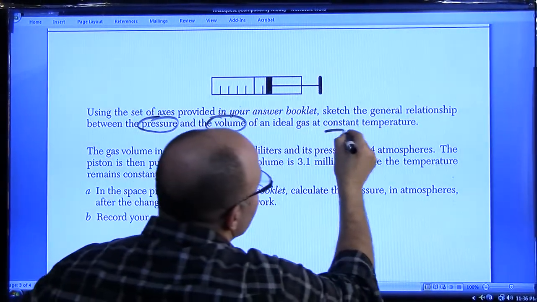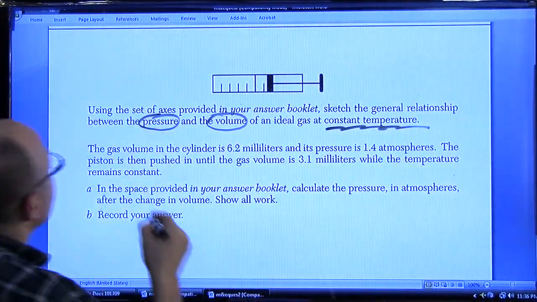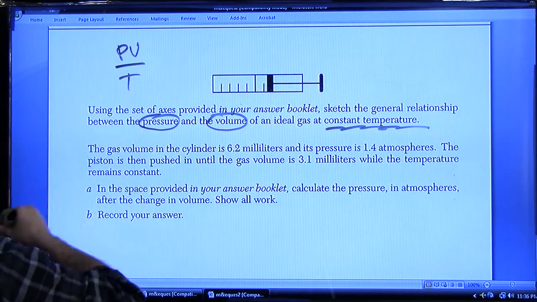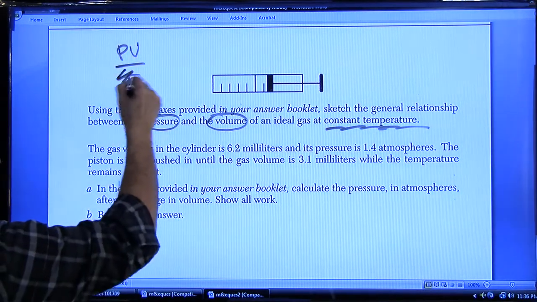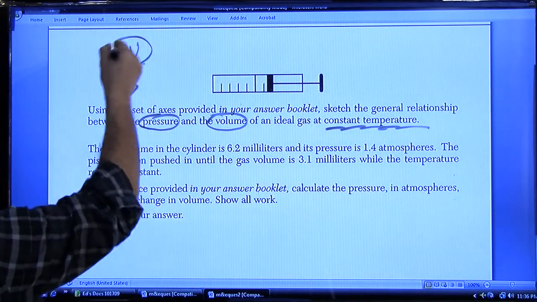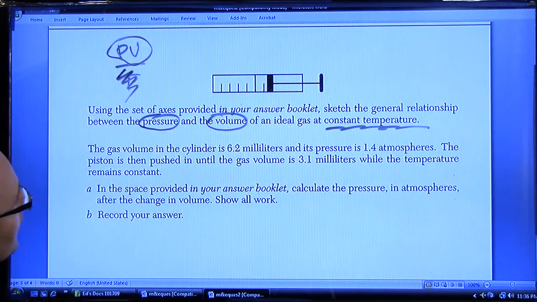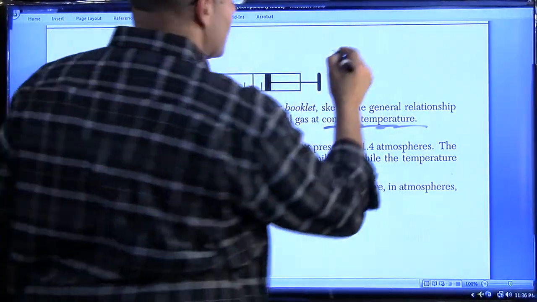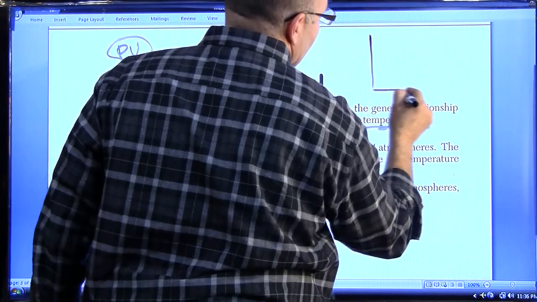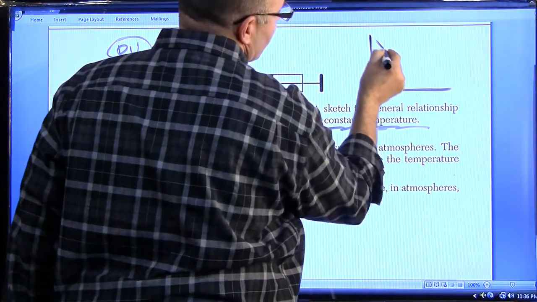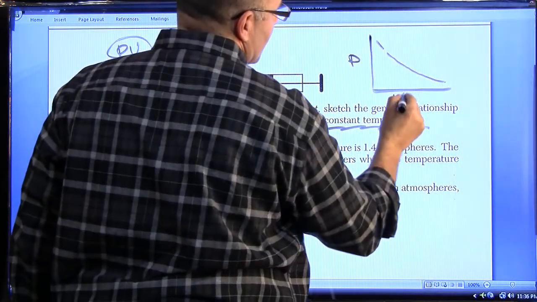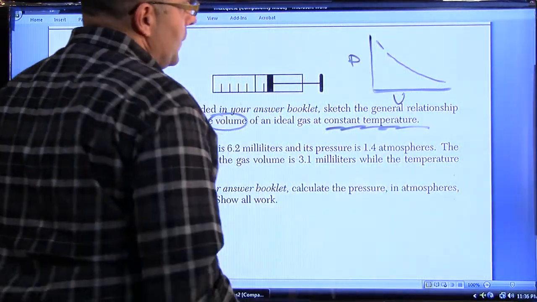at constant temperature. If you recall, PV over T again, if the temperature is constant, so it's PV, when they're side by side, we said that would be an inverse relationship. So if you had to sketch it in the booklet, it would be something like this. And just a curve. We have P versus V, or V versus P, it doesn't matter.